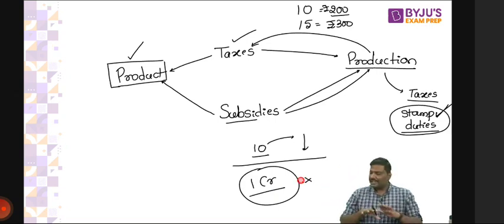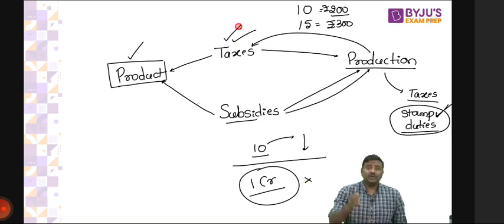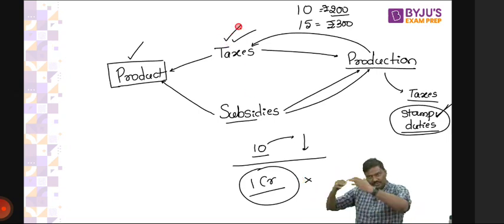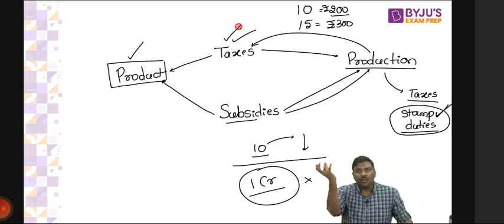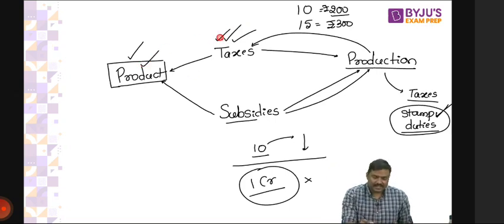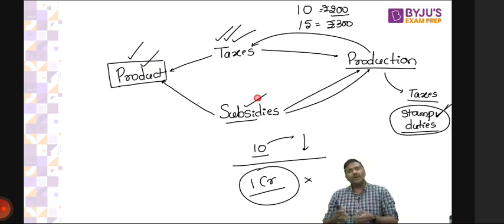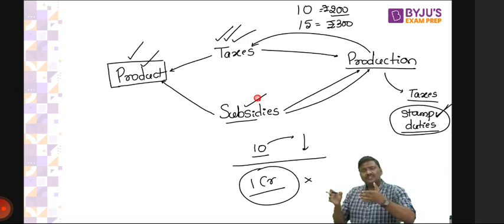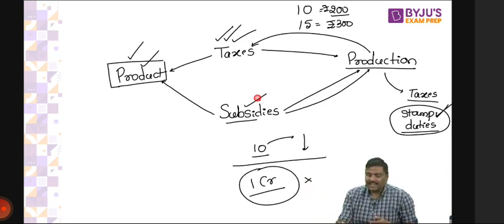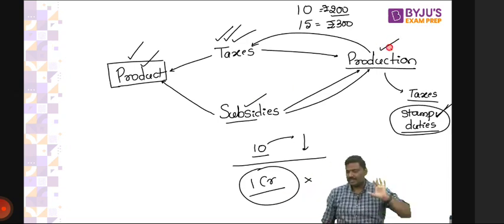So again, the logic is very simple here. Whenever you are paying taxes or receiving subsidies that are connected to quantity, to volume of production, these are called product taxes and product subsidies. And whenever you are paying taxes or receiving subsidies that are independent of volume of production, these are referred to as production taxes and production subsidies. Any difficulty here?